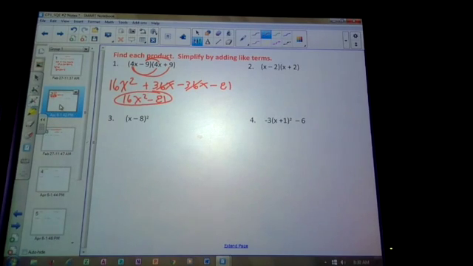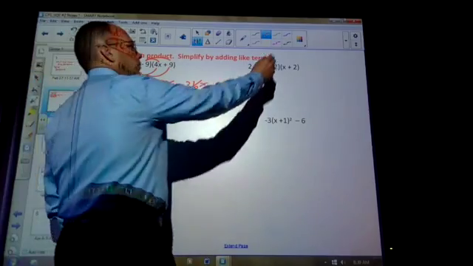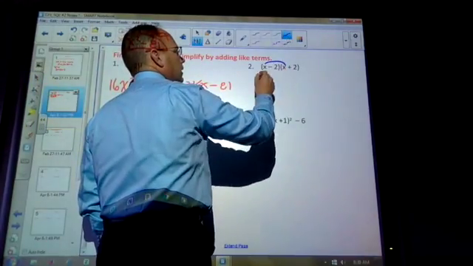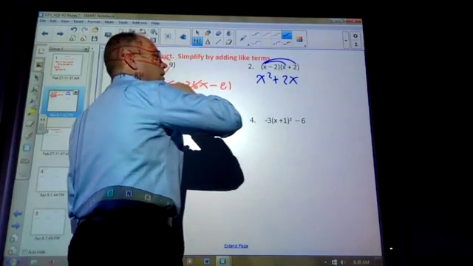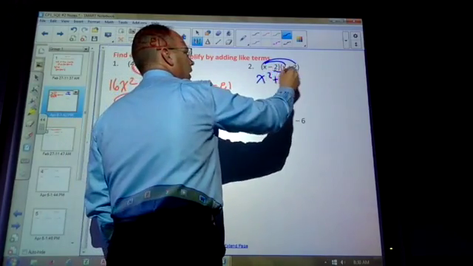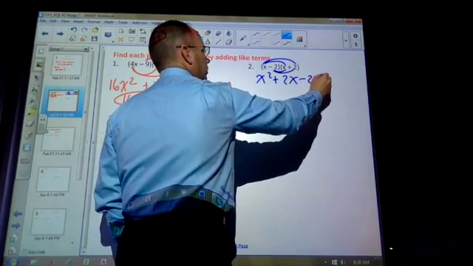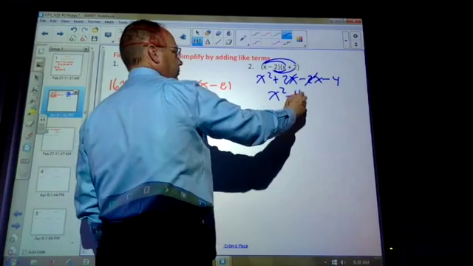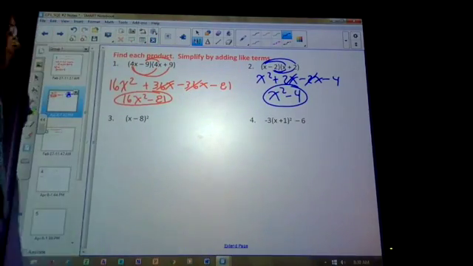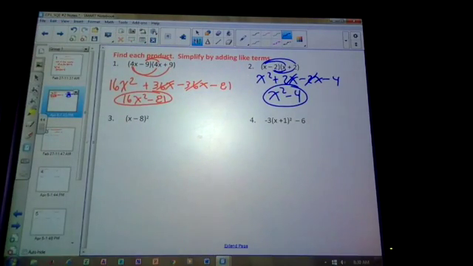Okay? So that's what the difference of two squares looks like. Problem number 2. Walk me through it. Okay, x squared, and then x times 2, I like it. And then what? Okay, good, good. So these cancel each other out, leaving you this. And again, that's the difference of two squares.